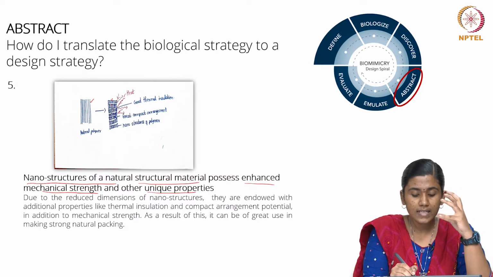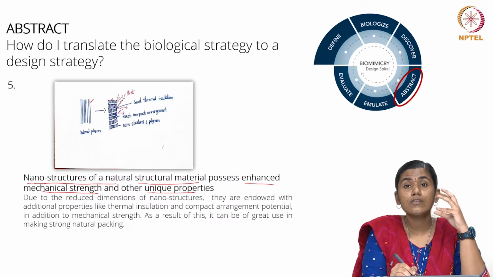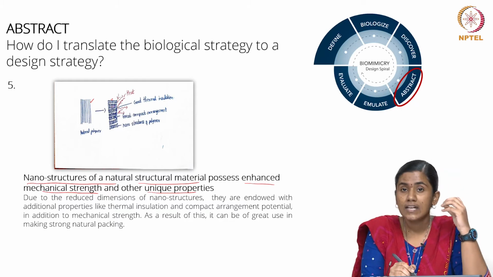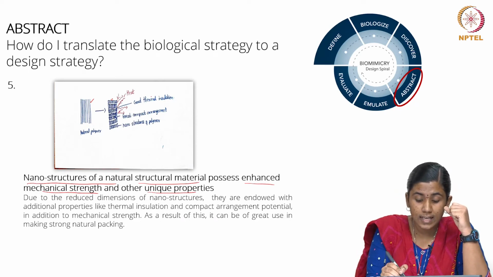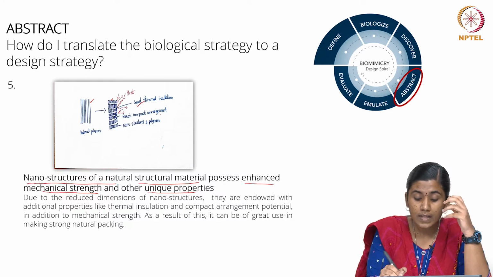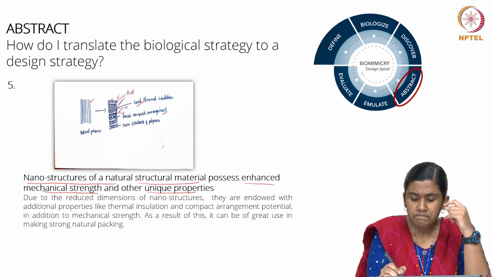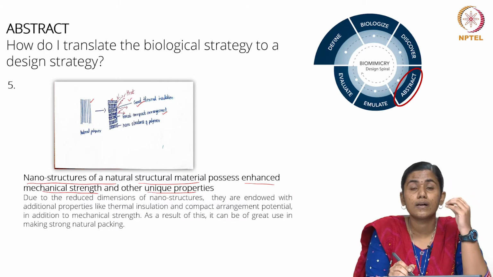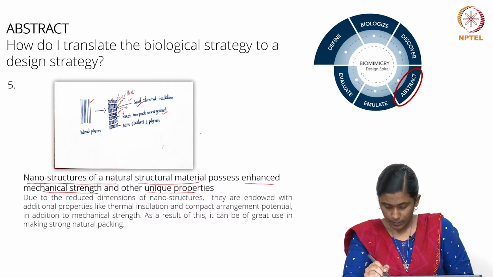And so I have obtained nano dimensions of this natural polymer, and as you are able to see, these nanostructures of this natural polymer have excellent properties in addition to the natural mechanical strength that is obtained from the parent material. In addition to the mechanical strength, they are able to give good thermal insulation, they are able to have a great compact arrangement, and they are able to withstand heat. So these are the additional properties which have been attributed to this material when it's present in its nano form. So that's about this design strategy.